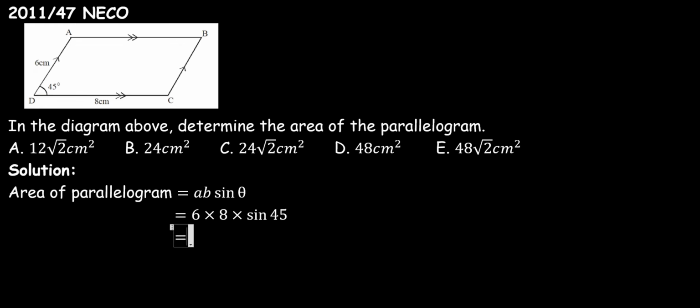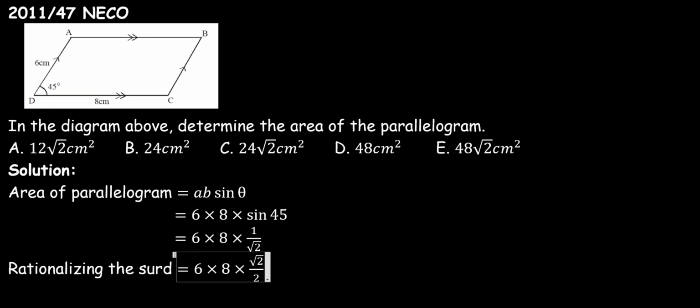And by trig ratio, sine 45 degrees is the same thing as 1 over square root of 2, which is 6 times 8 times 1 over square root of 2. Rationalizing the surd, it will be 6 times 8 times square root of 2 over 2, and the result is 24 root 2 cm squared.